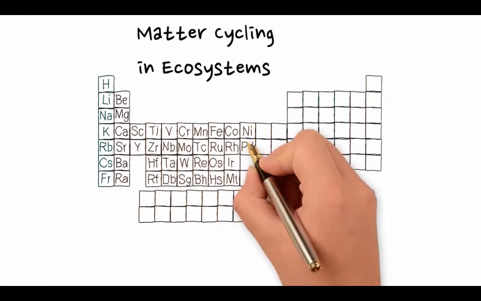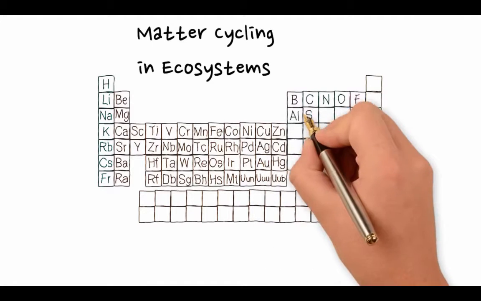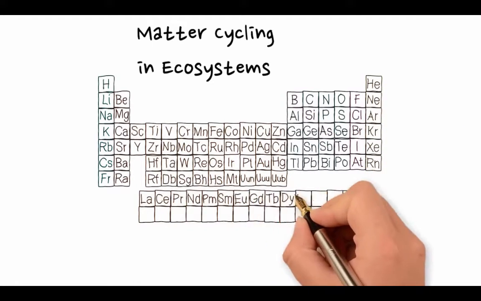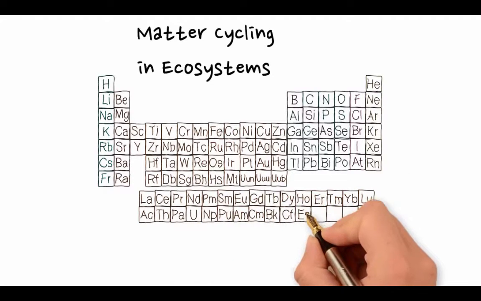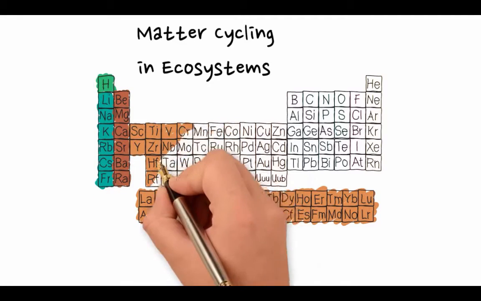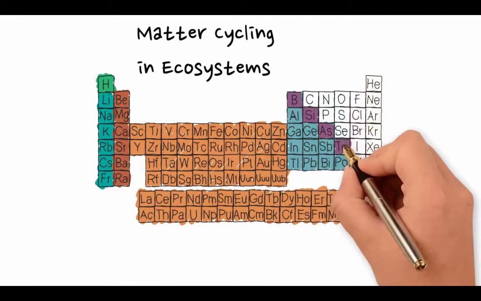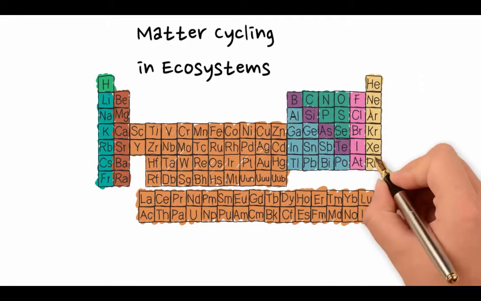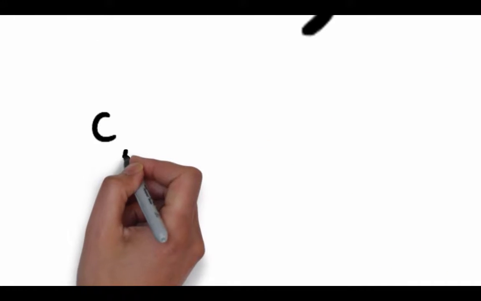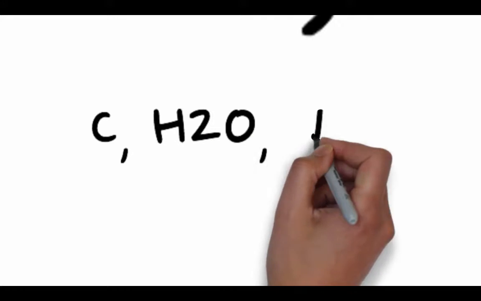You might be wondering why I'm drawing a periodic table here, but remember that over 96% of living things are composed of four key elements: carbon, hydrogen, oxygen, and nitrogen. These are those elements that, along with phosphorus and sulfur, make up the four classes of macromolecules: carbohydrates, lipids, proteins, and nucleic acids. We're going to be looking at four key cycles here: the carbon, water, nitrogen, and phosphorus cycles.